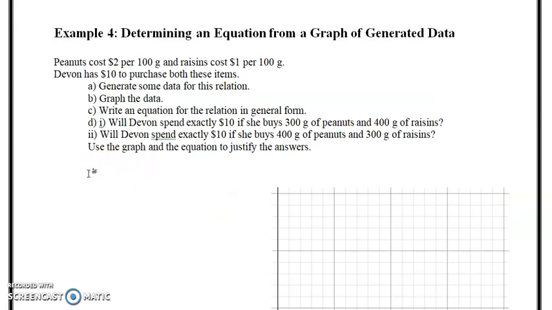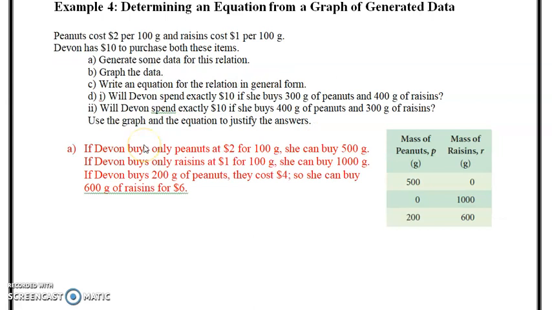It says peanuts cost $2 per 100 grams, and raisins cost $1 per 100 grams. Devin has $10 to purchase both items. Generate some data for this relation. So I'm going to create a relationship here. This is just some data. I'm going to take this from the information that we have. So I generate some data.